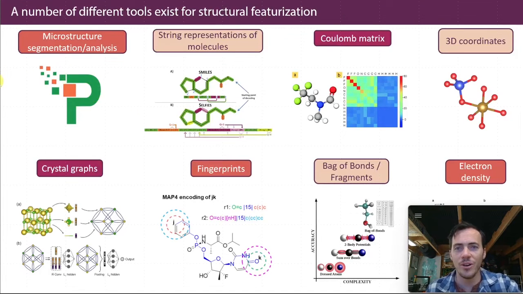There's more. There are tons of custom tools out there for structure featurization. We're not going to be able to cover all of them in this class. We're going to talk about a bunch, and I'll try and just keep on adding videos over time about these. But there's microstructure segmentation analysis. There's a great set of tools here from PyMKS. This is from Surya Kalidindi's group at Georgia Tech. Python Materials Knowledge System, I think is what it stands for.